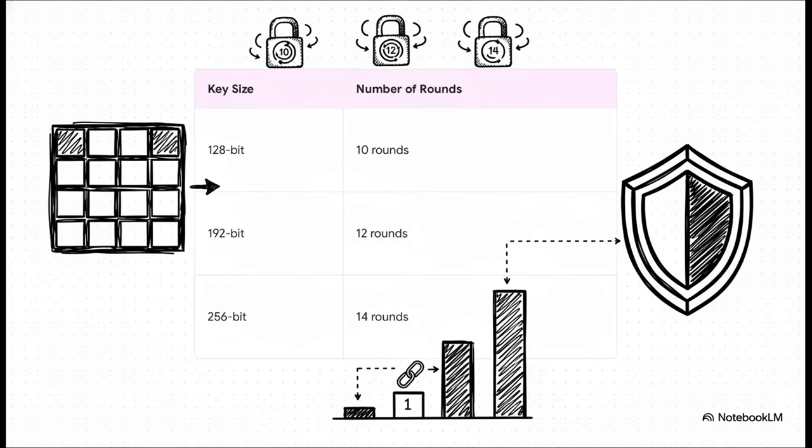Now, how secure this all is comes down to the size of the key you use. And it's pretty simple, really. A bigger key means your data gets put through more rounds of scrambling. So, a 128-bit key gets 10 rounds, but a super strong 256-bit key, that goes through a whopping 14 rounds. The formula is easy. More rounds equals much more security.